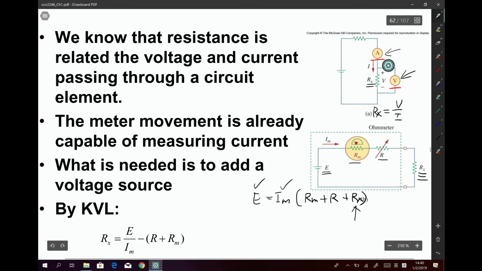Now, in this network, only Rx is unknown because E is supplied by you. Im can be read by using the meter. Rm and R should be known. Therefore, you can solve your equation: Rx equals E over Im minus R plus Rm. Okay? So you can get the value of Rx.